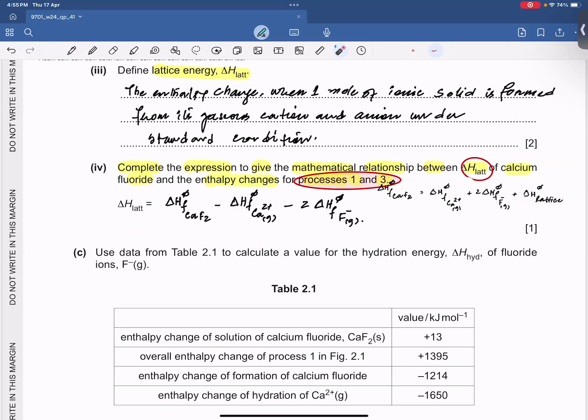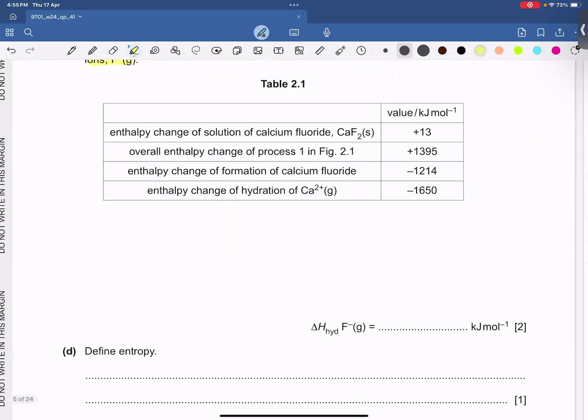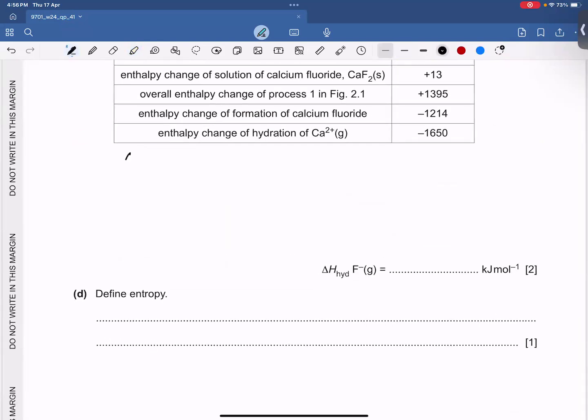This seems fine. This part is tricky. Use data from table 2.1 to calculate a value for the hydration enthalpy of fluoride ions. If you have to determine the hydration enthalpy of fluoride ions, we gave you a formula: standard enthalpy change of solution equals minus lattice energy plus hydration enthalpy.